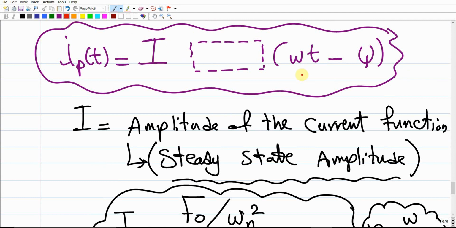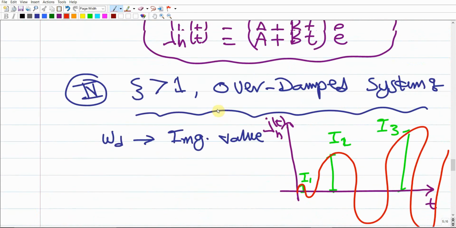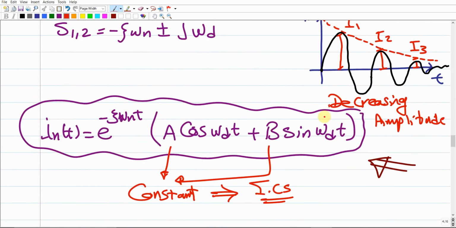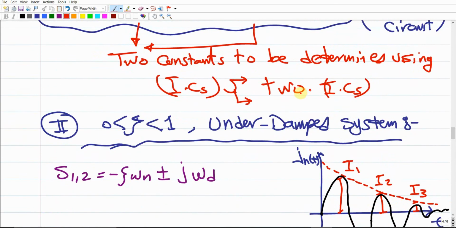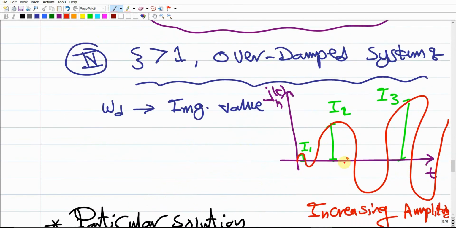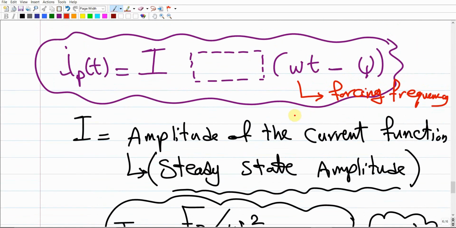What is this omega? This omega is still the forcing frequency. This omega isn't the natural frequency nor the damping frequency. This is the forcing frequency. Make sense? If you remember, in the homogeneous solution, we already got two different frequencies. There is omega d, where this cosine and sine depend on omega d. This cosine and sine here depend on omega n, and even the expression depends on omega n. But down there, this term is the forcing frequency, included in the right hand side of the equation.